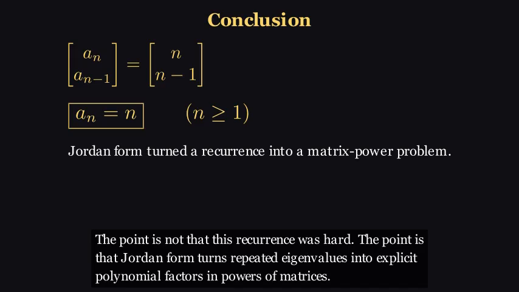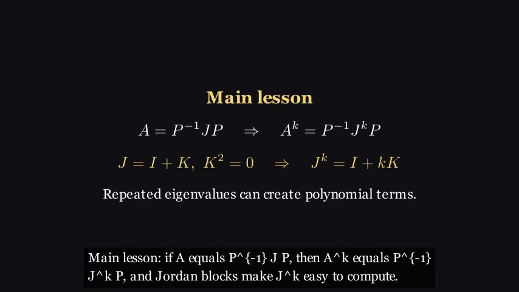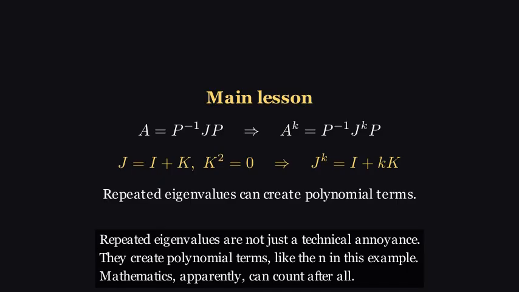The point is not that this recurrence was hard. The point is that Jordan form turns repeated eigenvalues into explicit polynomial factors in powers of matrices. Main lesson. If A equals P inverse J P, then A to the k equals P inverse J to the k P. And Jordan blocks make J to the k easy to compute. Repeated eigenvalues are not just a technical annoyance. They create polynomial terms, like the n in this example. Mathematics, apparently, can count after all.